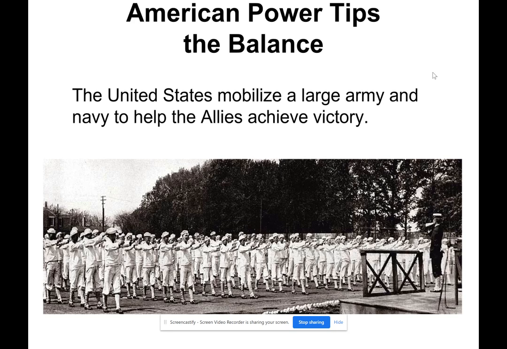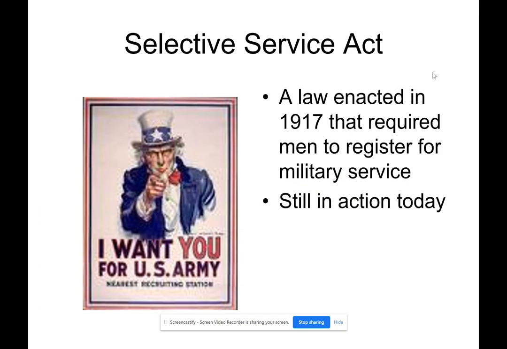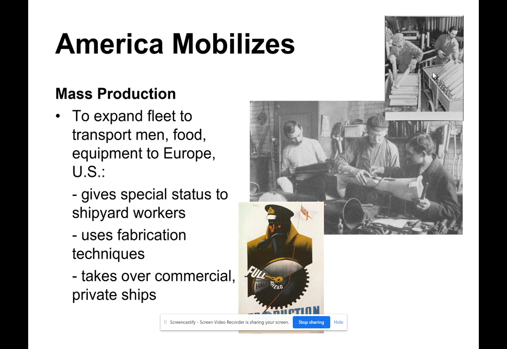So the United States joining the war does tip the balance. They mobilize a large army, and they try to help the Allies achieve victory. You guys have all heard of the Selective Service. This was a law enacted in 1917 that required men to register for military service. And this is still active today. So America mobilizes.